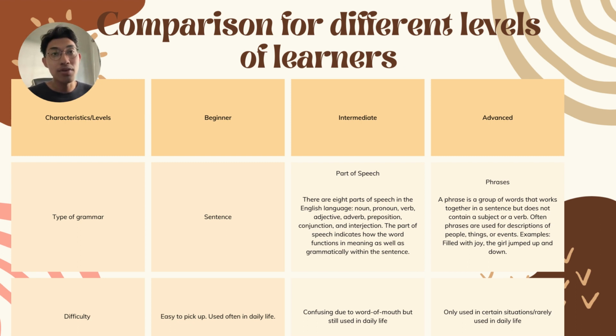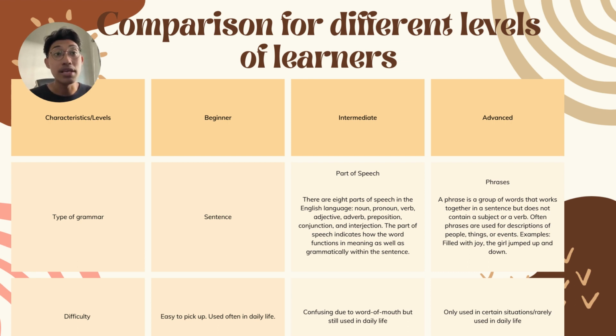So the last part of application level is the comparison for different levels of learners. To begin, there are 3 basic levels: beginner, intermediate, and advanced. The beginner level is easy to pick up and used often in daily life. For example, a sentence, because as we all know, as humans, in order to communicate, we need to form a sentence so that we are able to express what we are going to say.